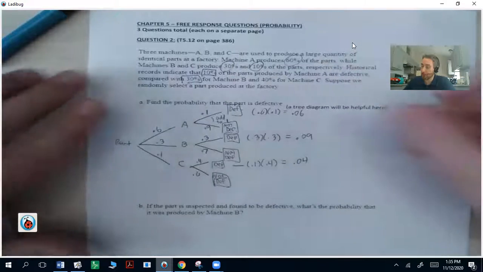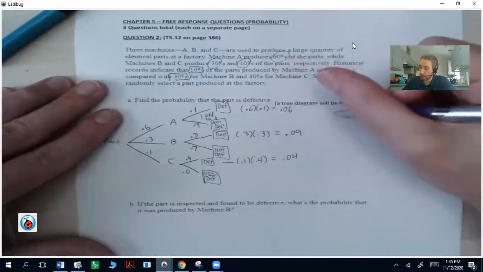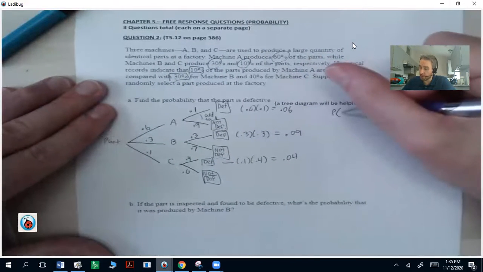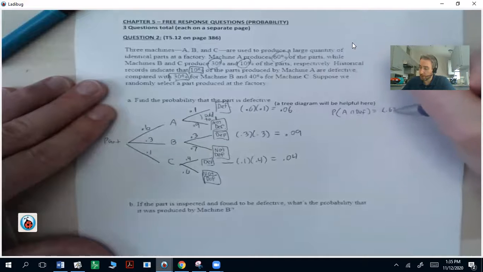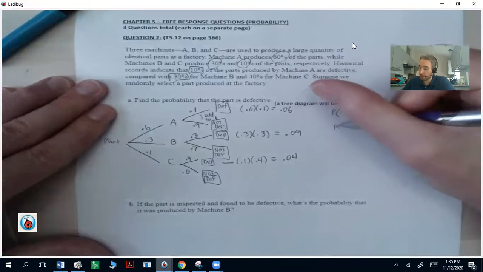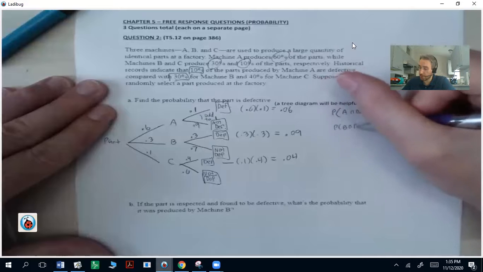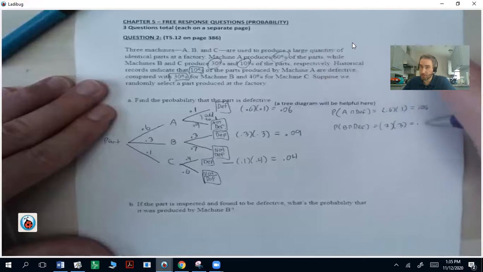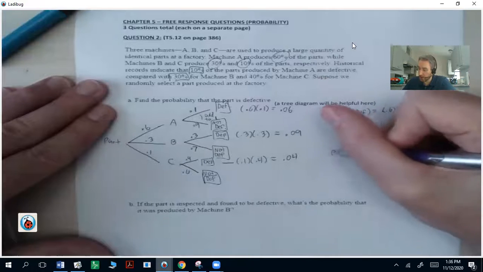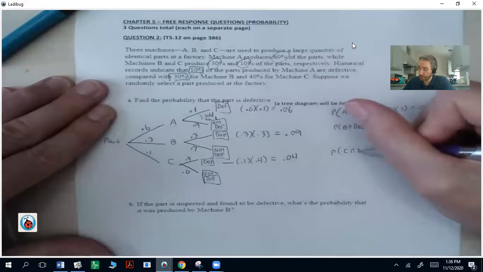Now, symbolically, that looks like this. The probability of A and defective is 0.6 times 0.1. Probability of B and defective, again, same multiplication. And the probability of C and defective.